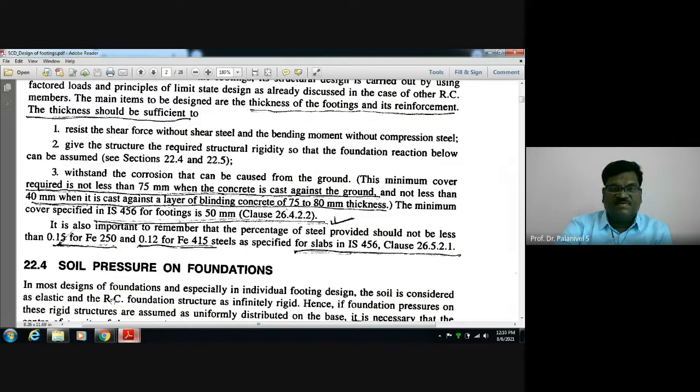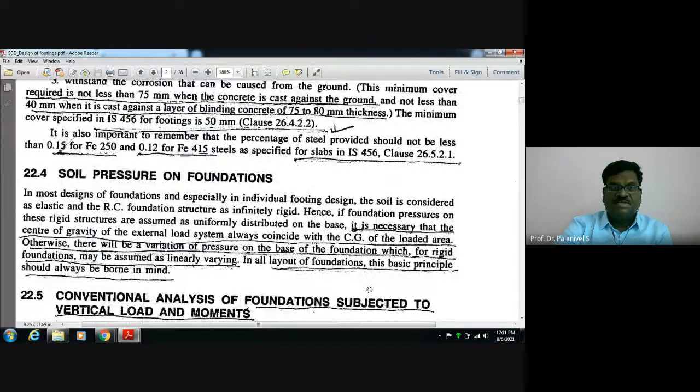This we have already seen in the slab. The same thing is applicable to footing also. The minimum percentage of steel required is 0.12%. Remember, because we are using Fe415 grade steel. And then soil pressure on foundation.